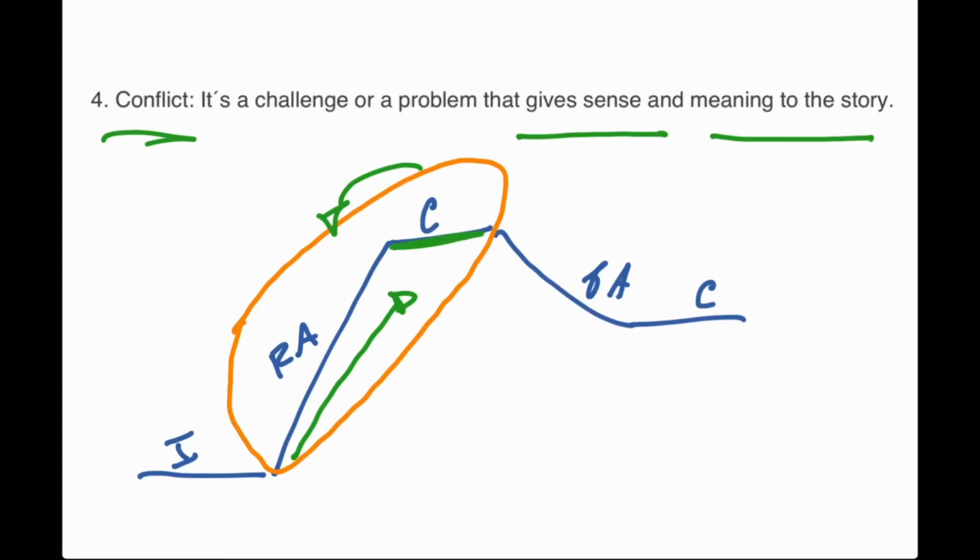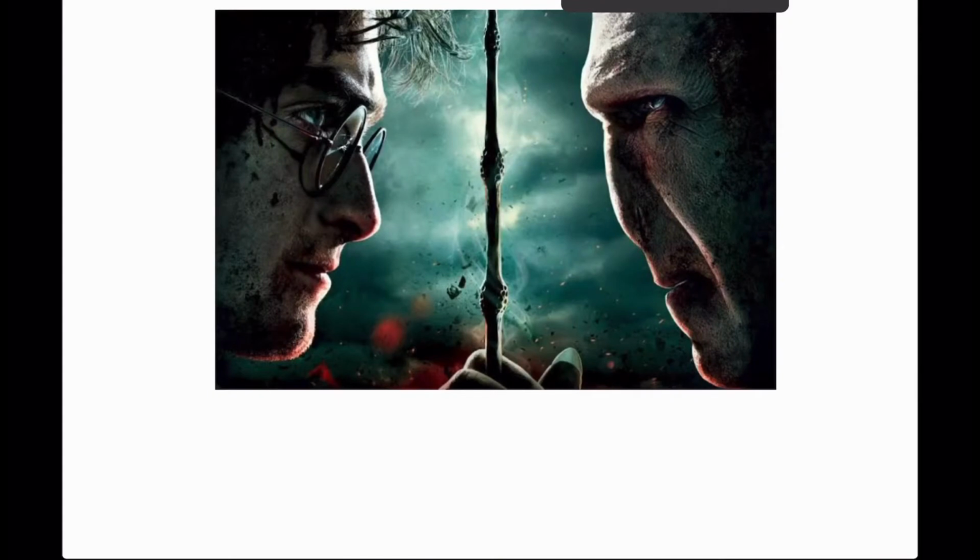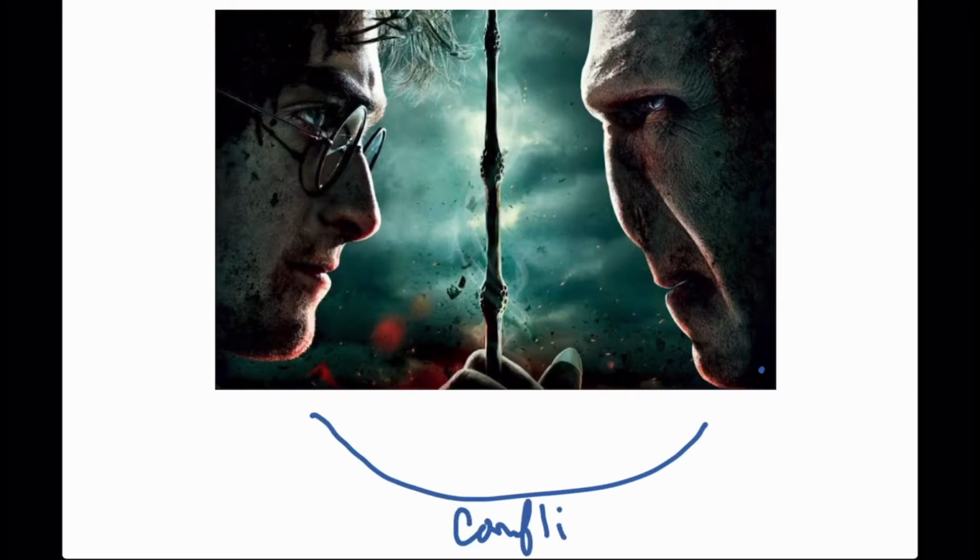Okay, and in the previous videos we talked about 3 examples. That was Harry Potter, Sherlock Holmes, and the Godfather. And I will try to keep going in this way with these examples. So, Harry Potter. Here we have Harry Potter and Lord Voldemort. That is the main fight, the main conflict, and the main center of the story.